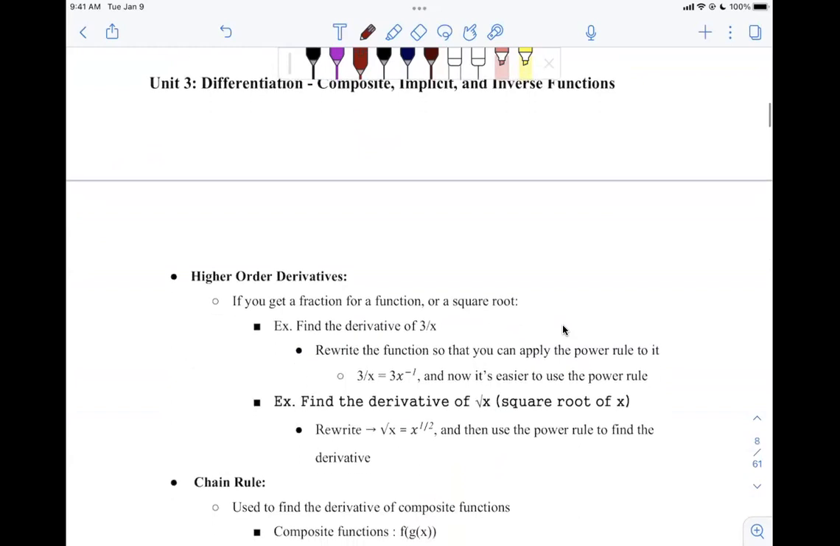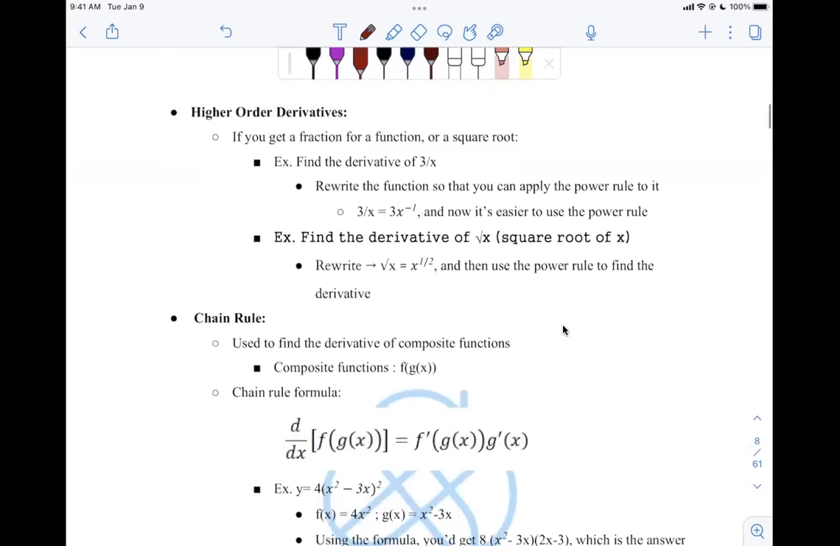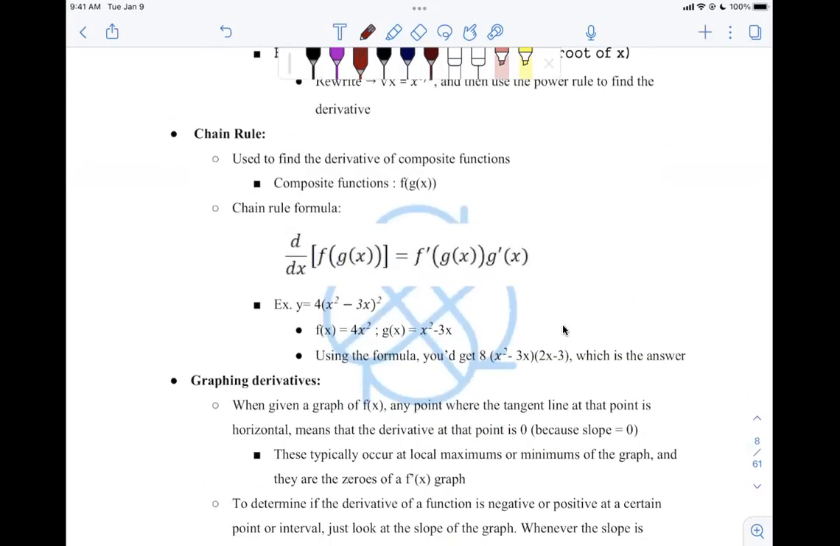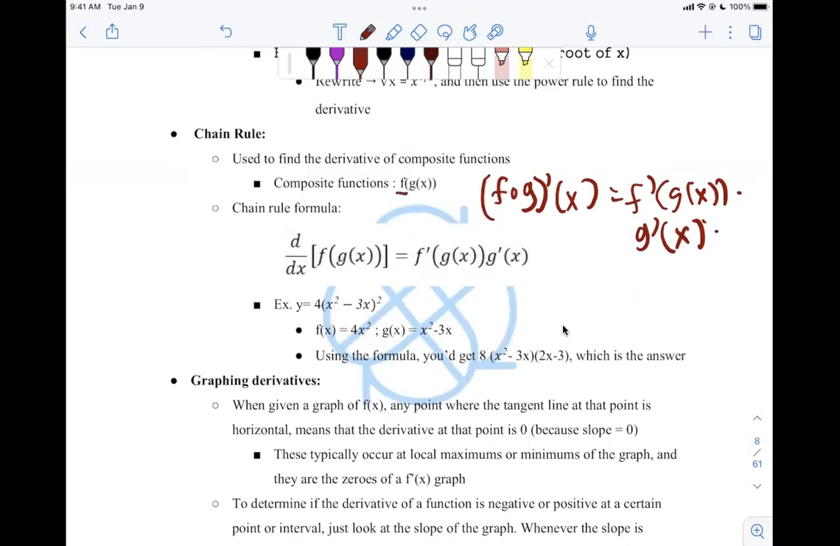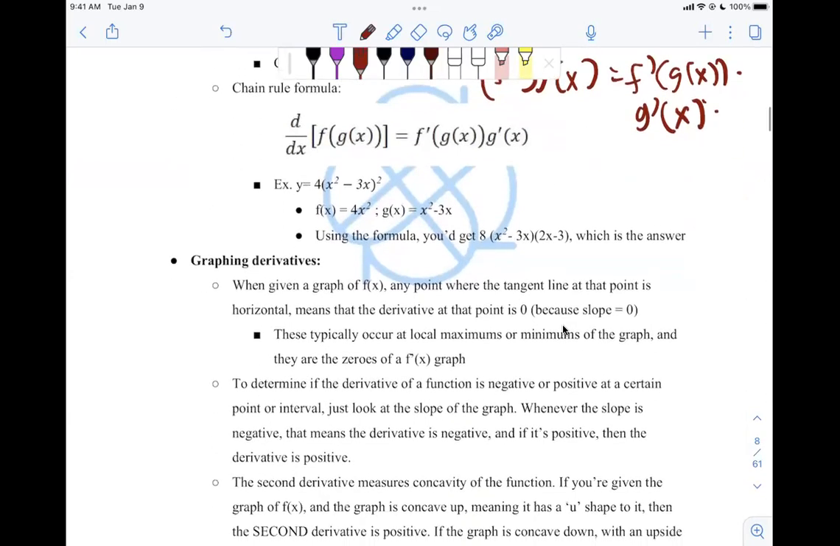And then we have implicit differentiation, the chain rule. If we have a composite function, f of g, then the derivative is f prime of g of x times g prime of x. So you differentiate the outermost function and evaluate at the inner function, then multiply by the derivative of the inner function.